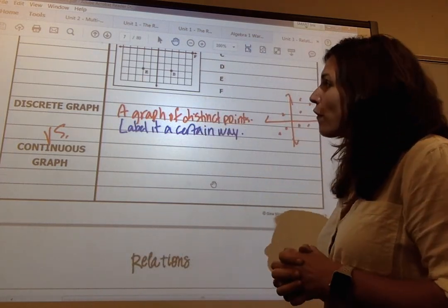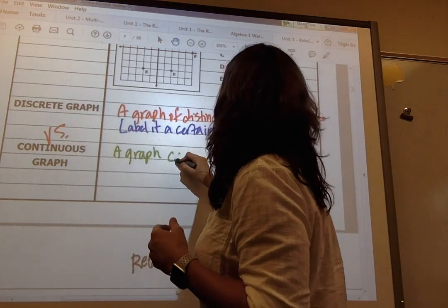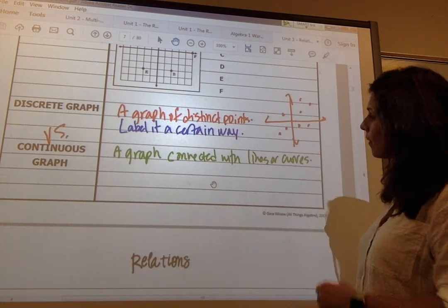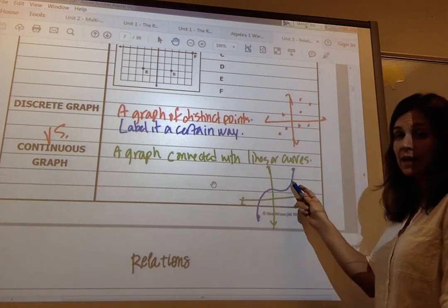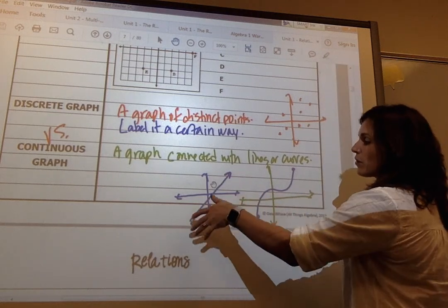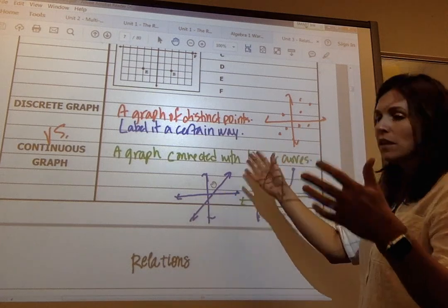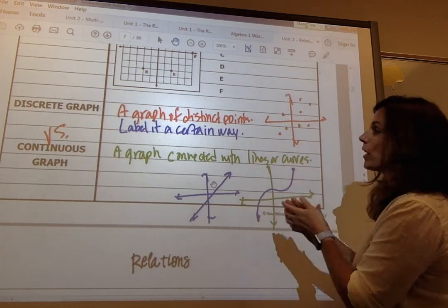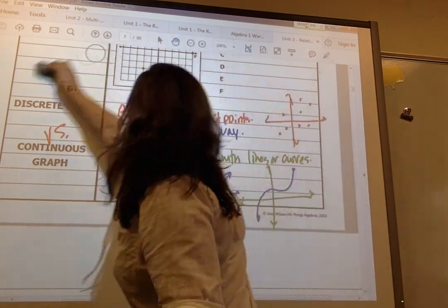Versus a continuous graph, which is a graph connected with lines or curves. So if this is my graph, it could look something like this, have a start and an end point. It could look like this, just a straight line. So notice we're connecting all those dots together, if that makes sense. So discrete graph, individual points. Continuous graph, it continues. It can go on. But I don't want you to get confused. It can stop, but notice the curve in it, right? All those points are connected. All right. Hopefully you don't have any questions on that sheet.